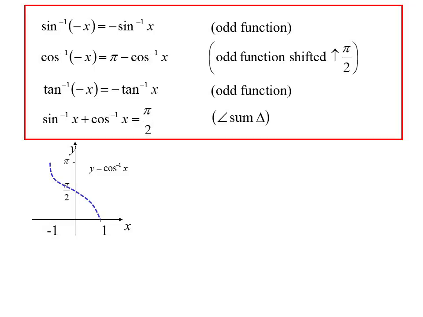So that inverse cos one, where does it come from? Here's the graph. And what I'm saying is, if I was to shift that back down, I would end up with an odd function.